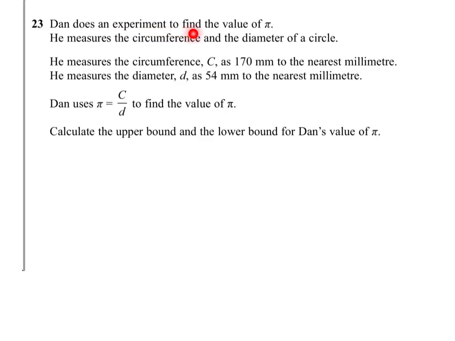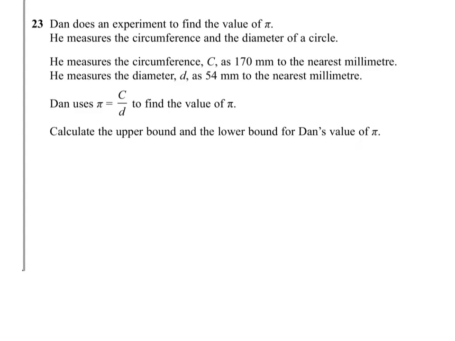So Dan does an experiment to find the value of pi. He measured the circumference and diameter of a circle. He measured the circumference C as 170 millimetres to the nearest millimetre and D as 54 millimetres to the nearest millimetre. So Dan uses the formula pi equals C divided by D to find the value of pi. What we've got to do is calculate the upper bound and the lower bound for Dan's value of pi.